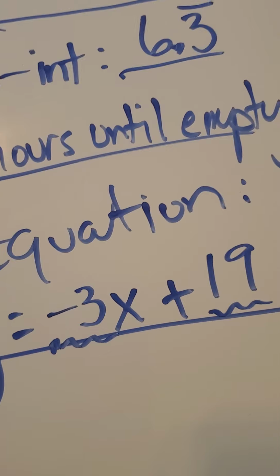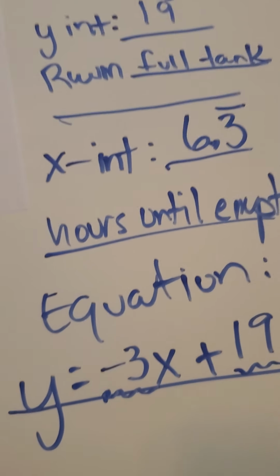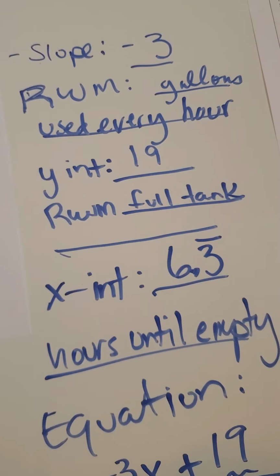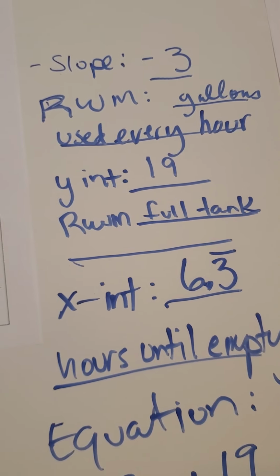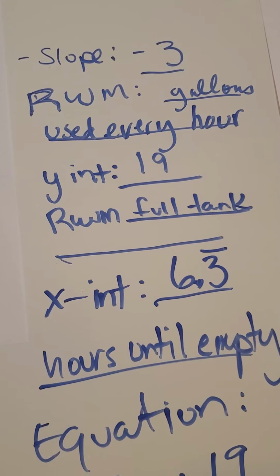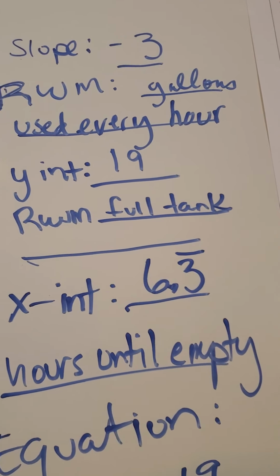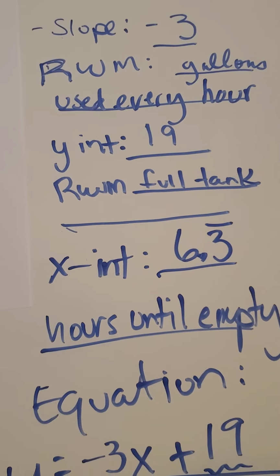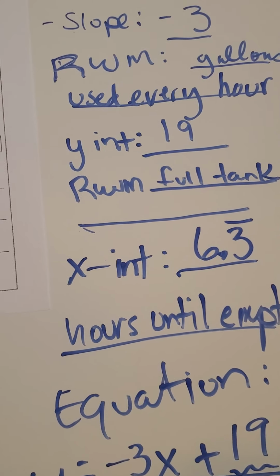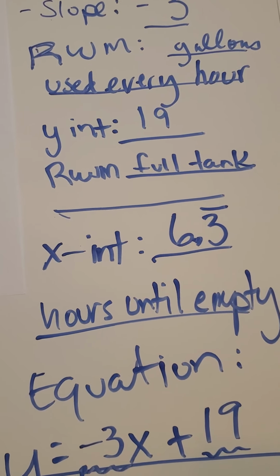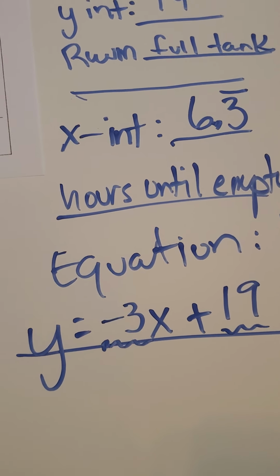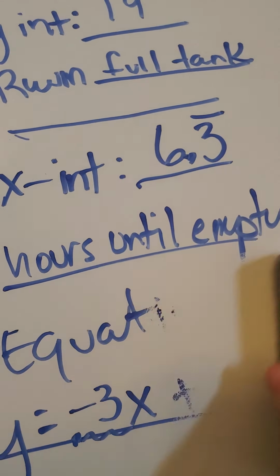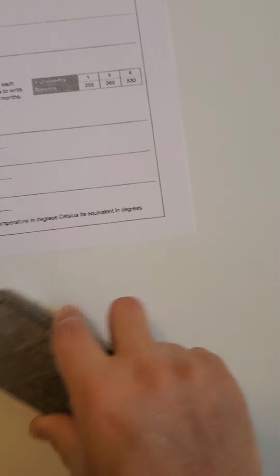Okay. All right. Give me just a second. Let me erase this stuff. So there again, slope, -3. Real world meaning, gallons used per hour, every hour. Y-intercept 19, real world meaning full tank. X-intercept, remember we divided 19 divided by 3, gives me 6.3. That's hours until empty. And there's our equation: y equals negative 3x plus 19. All right? So, everybody good on that first one?